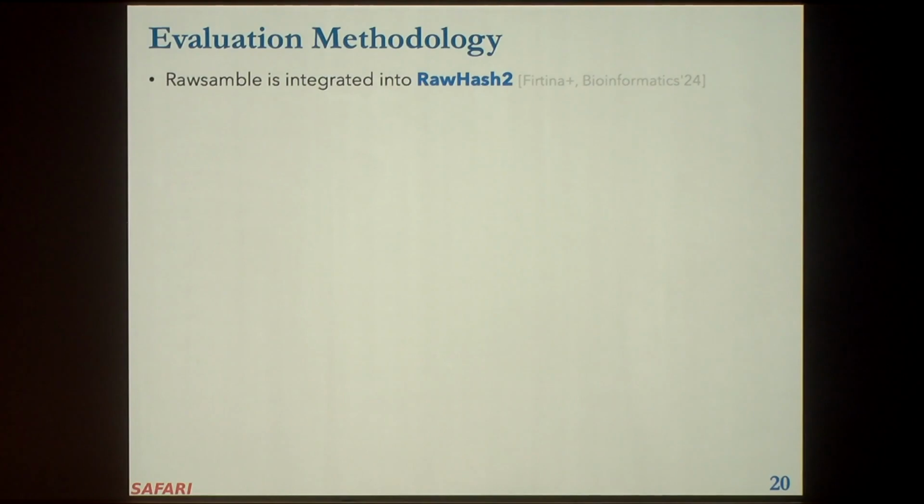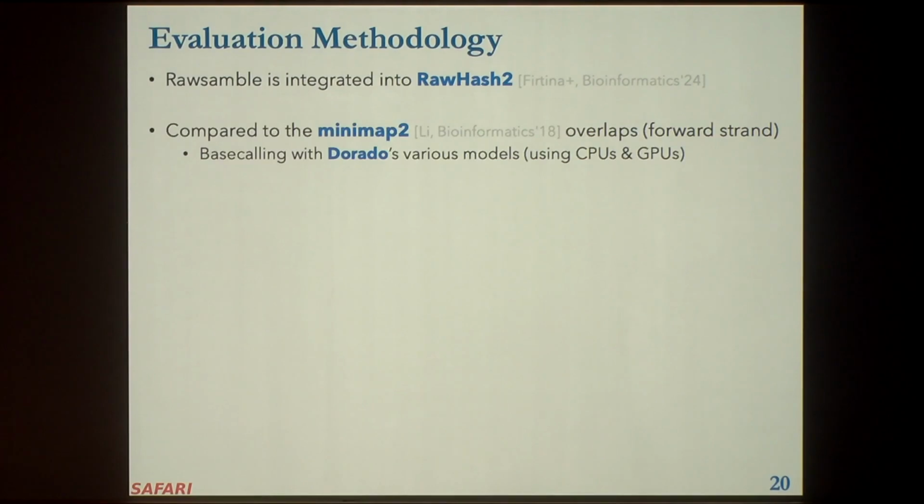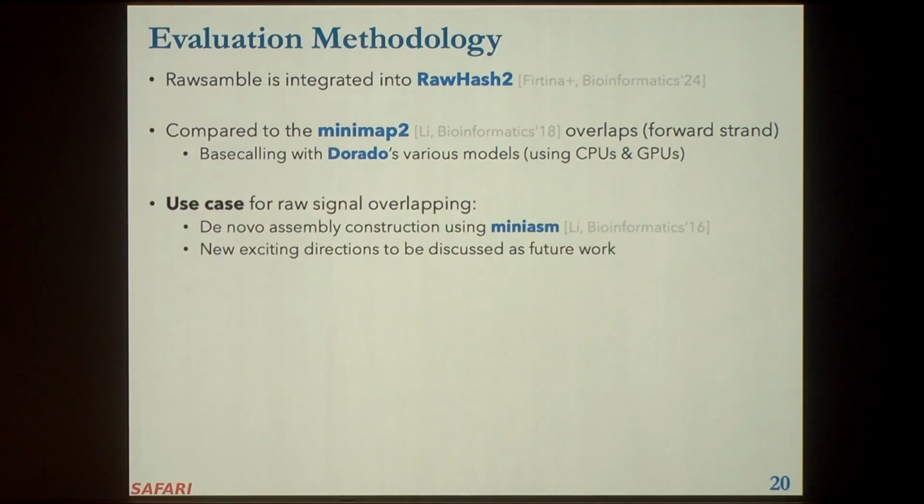Now I'm going to cover the evaluation methodology. We integrate Rawsamble into RowHash2, and we compare the overlaps that we find using Rawsamble to the overlaps that Minimap2 finds on the forward strand. We use Dorado's various models, like the fast model and also the high accuracy and super high accuracy models, using CPUs and GPUs. We evaluate the overlaps that we generate using a particular use case. Here, we construct de novo assemblies from the overlaps using Miniasm off the shelf, without even changing Miniasm. But we also discuss some new exciting directions as future work in the later slides.